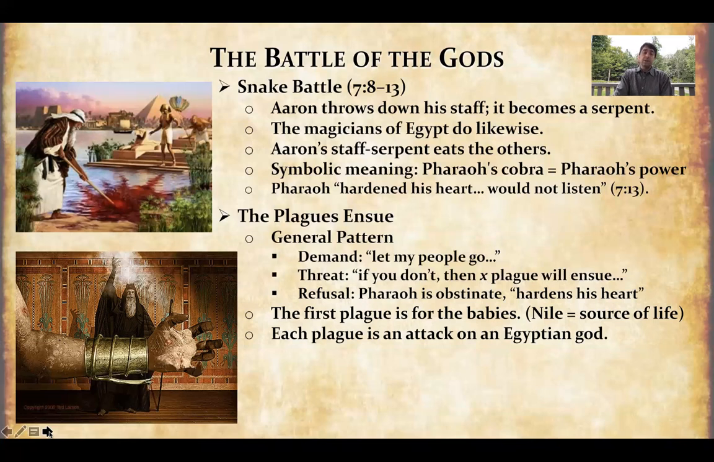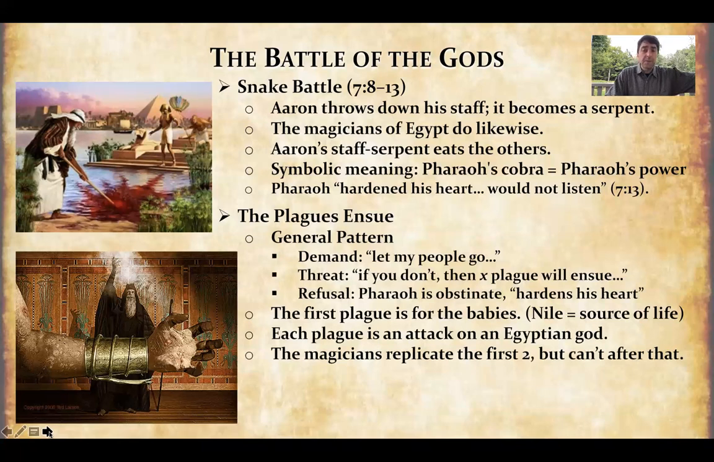Each plague that ensues is an attack on a specific Egyptian god. So they had the god of the Nile. They have a god of the fields and the harvest. They have a god of the sun. And like many other ancient peoples, there's a specific deity assigned to a specific dimension of the natural world, and sometimes a dimension of the social world. And Yahweh is claiming his power and preeminence one by one over each of these major gods and each of these major dimensions of life in Egypt.